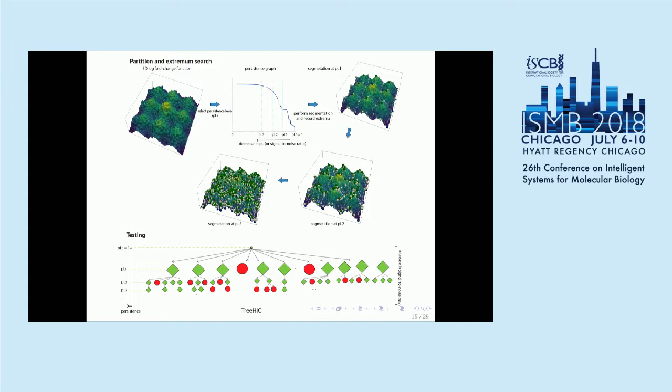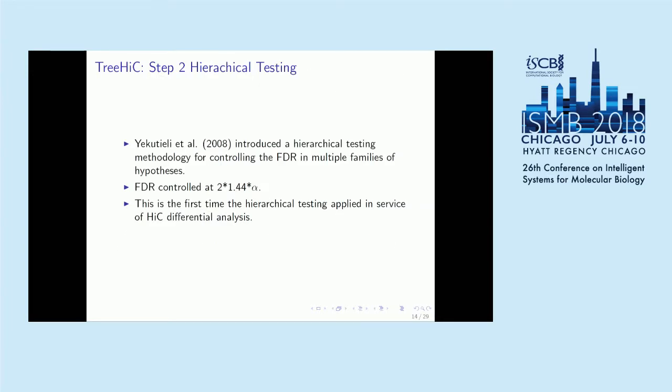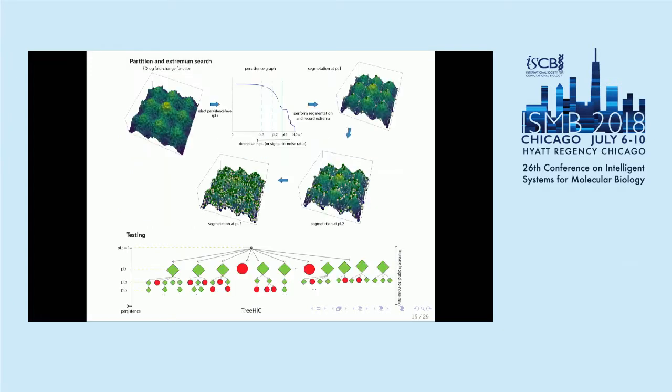We also apply the Benjamini-Hochberg procedure within one family, meaning nodes that share the same parent node. So within one family, we can control FDR at the alpha level. And the statisticians have theoretically proved that the overall FDR can be controlled at this level. And alpha is the Benjamini-Hochberg procedure FDR threshold you want to set.